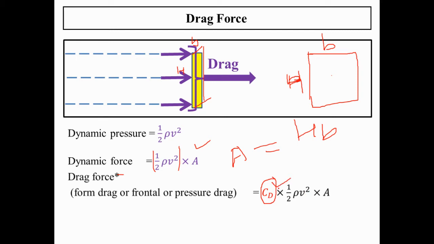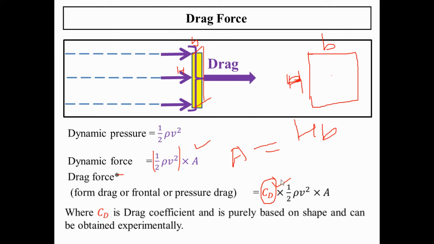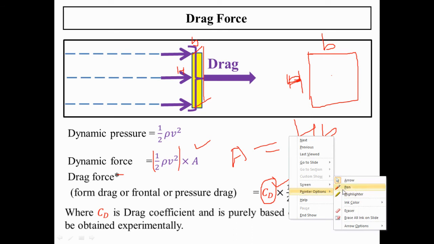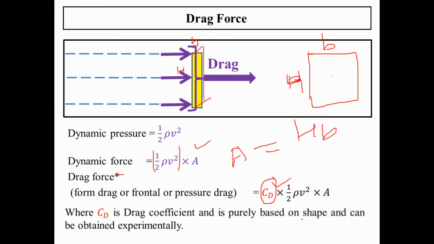For instance, the drag coefficient purely depends on the shape and can only be obtained by means of experiments or by means of a computational analysis. So we'll see how the CD is influenced.